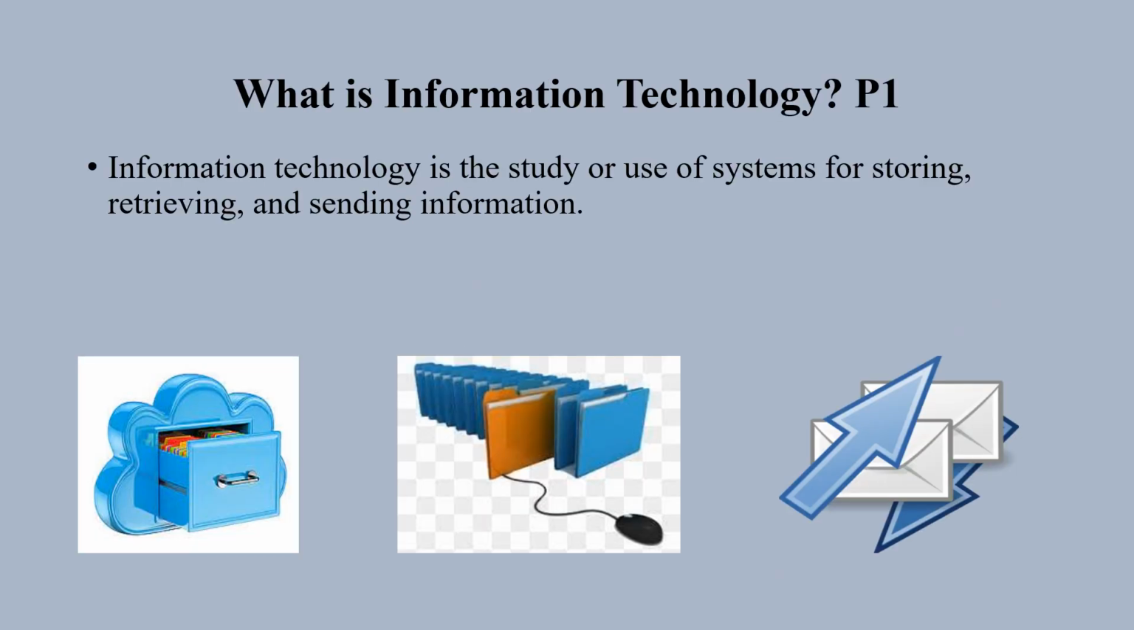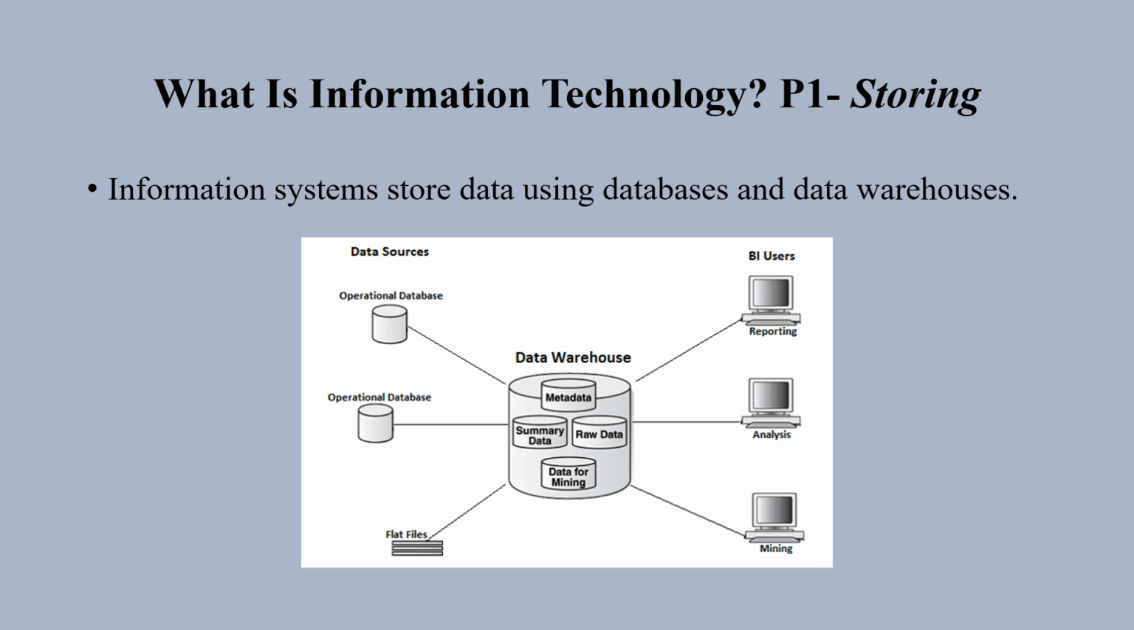So, what is information technology? Information technology is the study or use of systems for storing, retrieving, and sending information. To store information, they use databases and data warehouses. So in this picture, you have the bases on the side, and then you have the effects of the bases on the other side, on the right side. In the middle, you have the data warehouse where everything is stored.